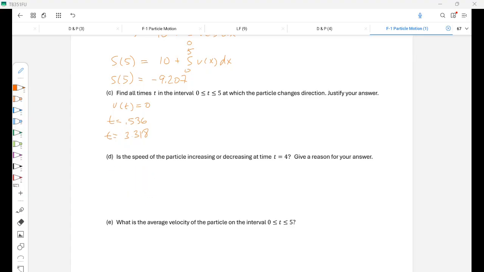And then what I would just do is next to each one say that v of t changes signs. With particle motion, that's enough. If the velocity changes signs, it turns around. I don't need to say that velocity is the derivative of position. I don't need to say that it's any derivative, because with particle motion, all the things have their own meaning. So velocity changing signs is enough. So v of t changes, at 0.536, from positive to negative.